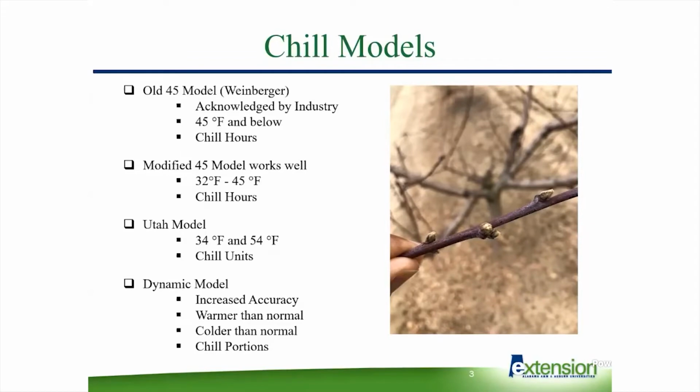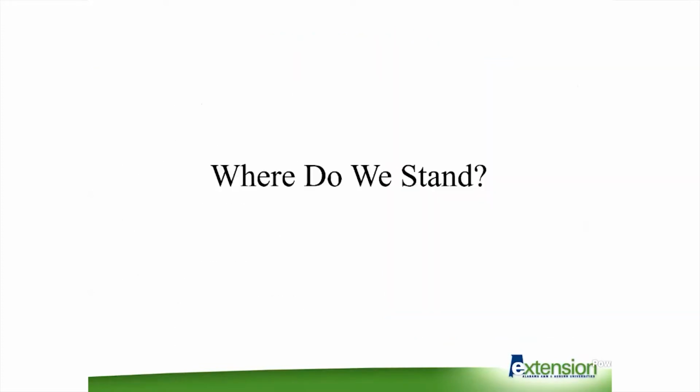Next is the dynamic model, which is probably the most accurate model for our region. Like the Utah model, not all chilling is the same. Some temperatures provide more chilling than others. And this model is particularly useful during times where you have warming trends, and so it takes into consideration the warming trends, whereas the old 45 or the modified 45 did not.